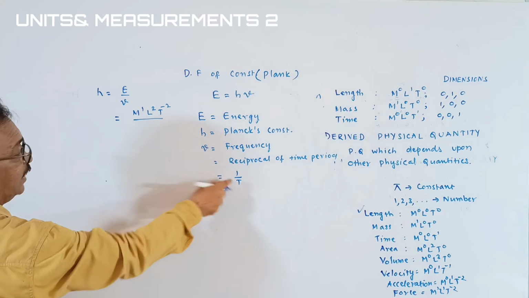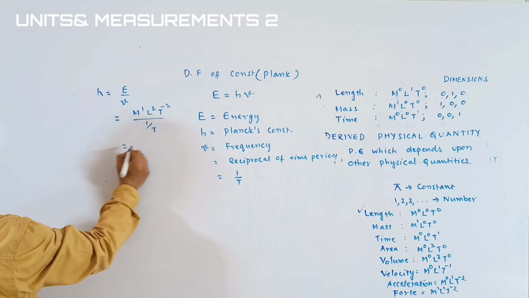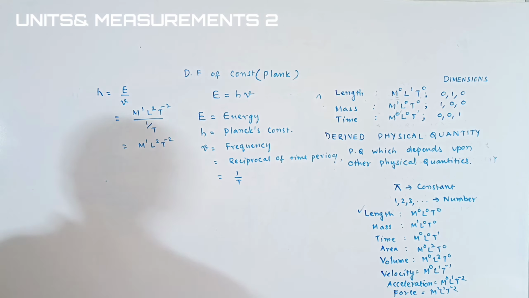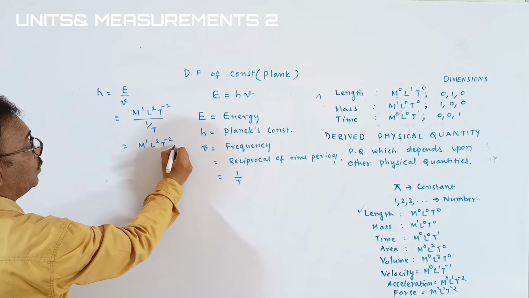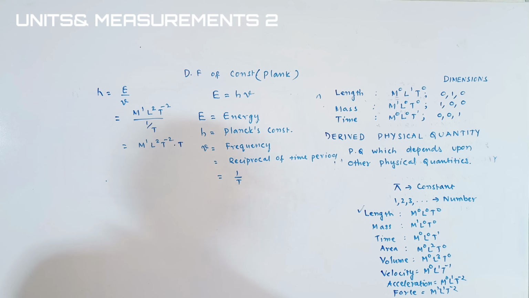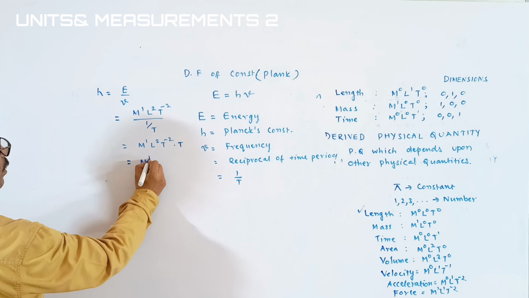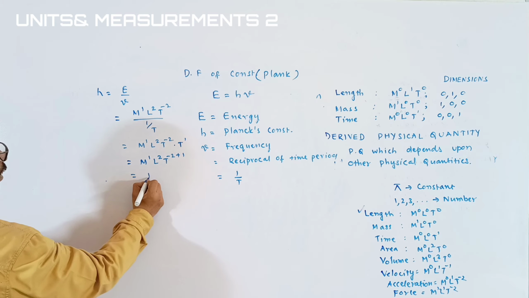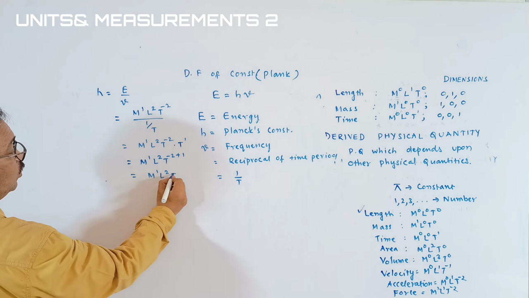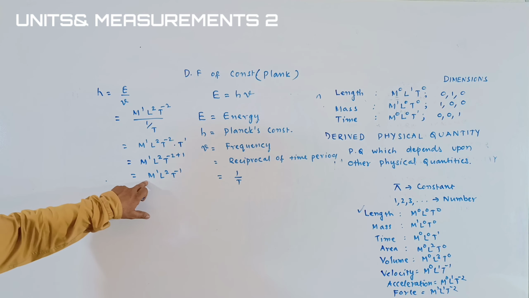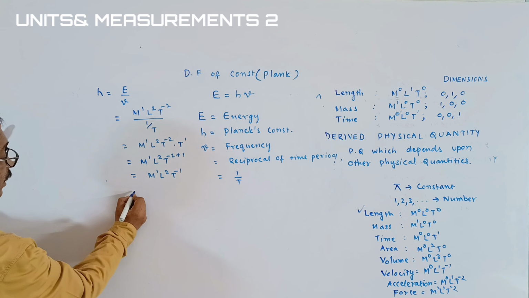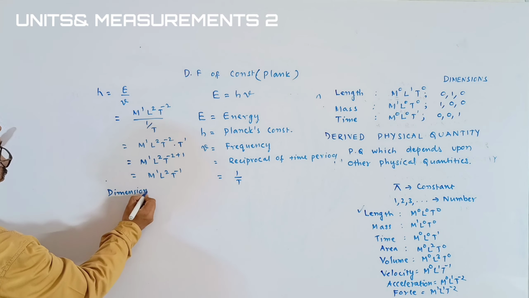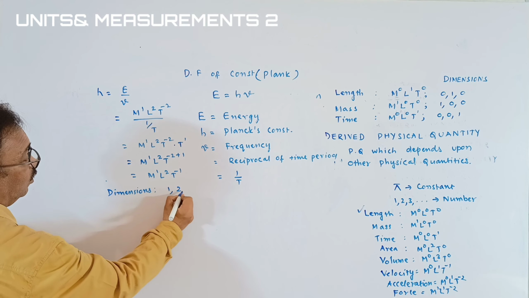By frequency, I said it is 1 by t. Take it up, you will get M1 L2 T inverse 2, and it becomes t. Then it can be written as M1 L2 T to the power of minus 2 plus 1. And finally we can write it as M1 L2 T inverse. Then what are the dimensions? 1, 2, comma, minus 1.